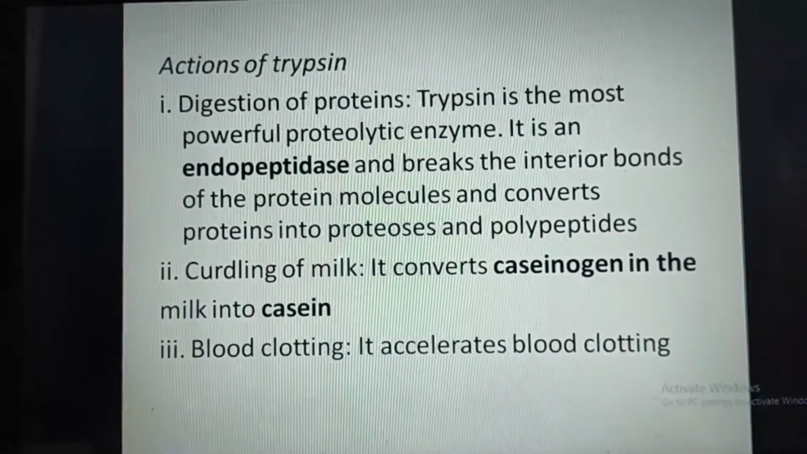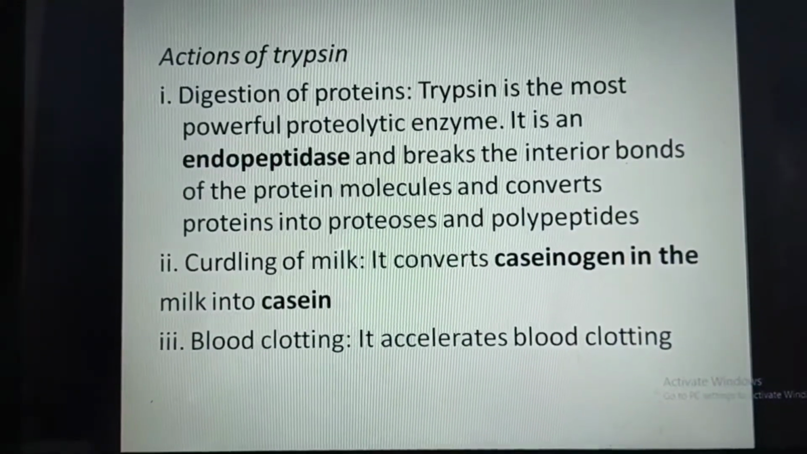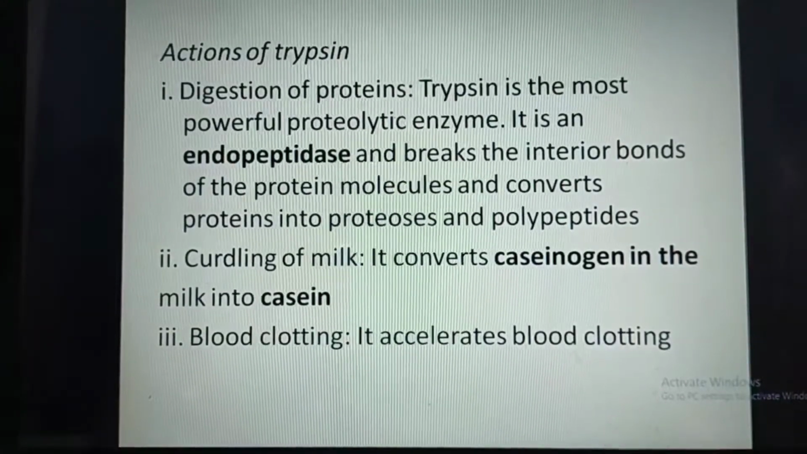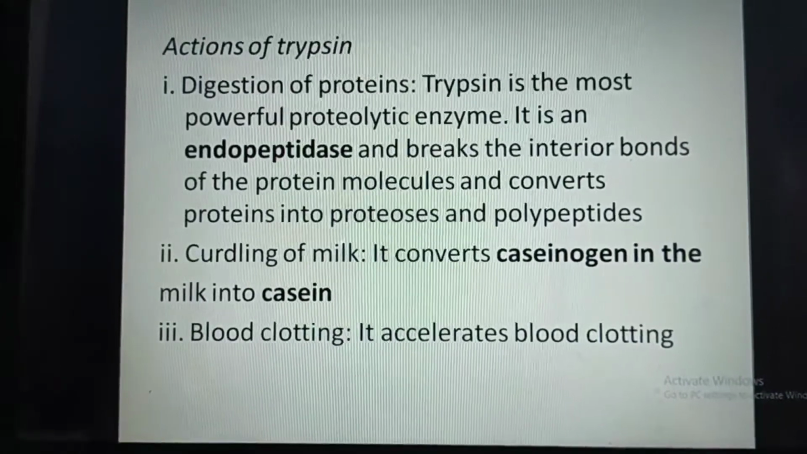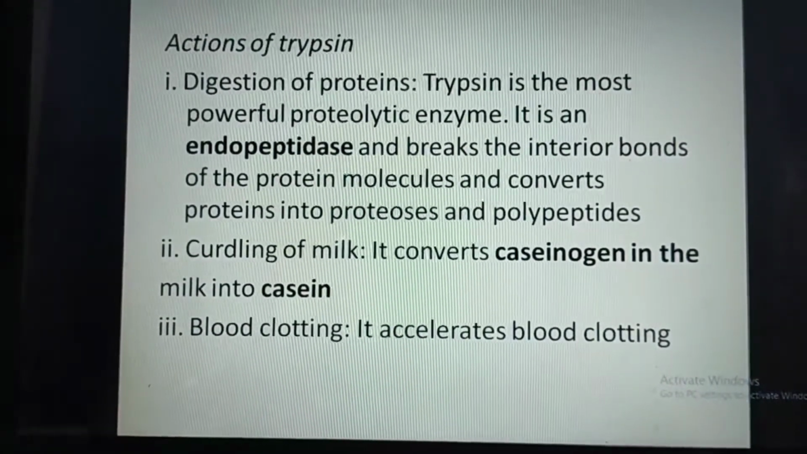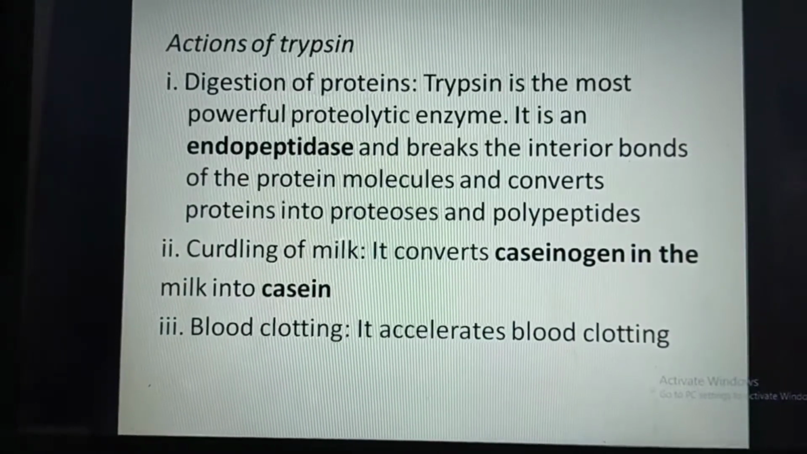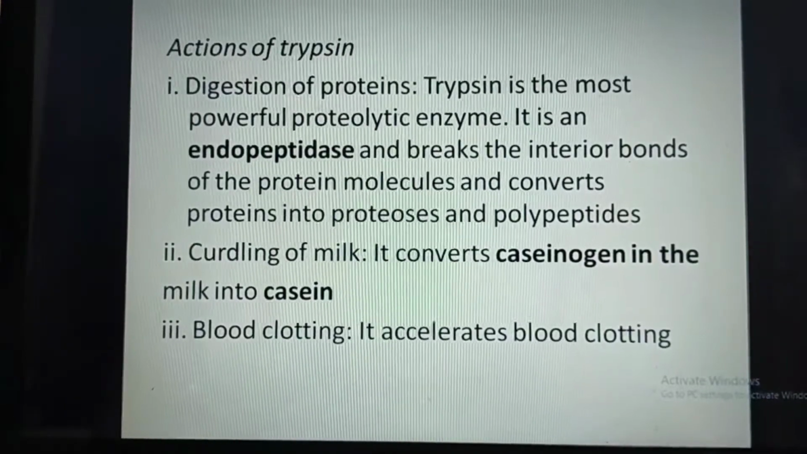Actions of trypsin. First action is digestion of proteins. Trypsin is the most powerful proteolytic enzyme. It is an endopeptidase and breaks the interior bonds of the protein molecules and converts protein into proteoses and polypeptides.